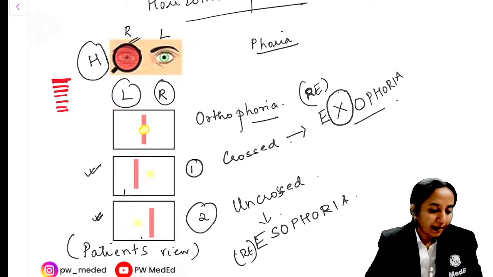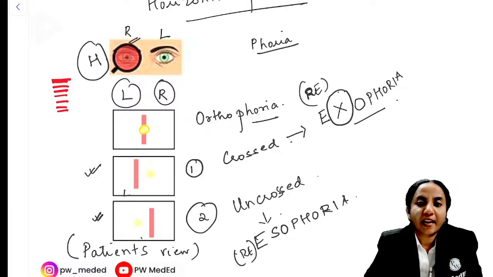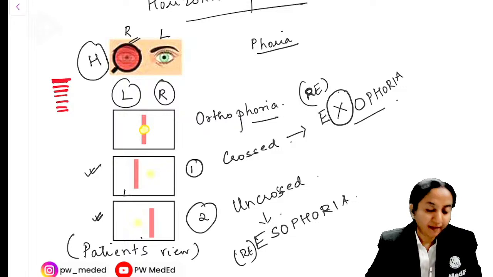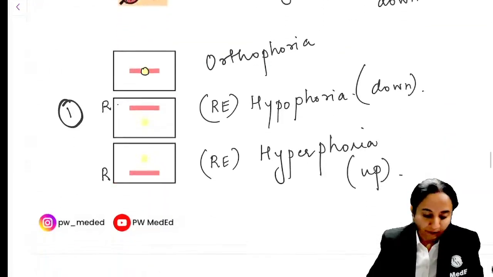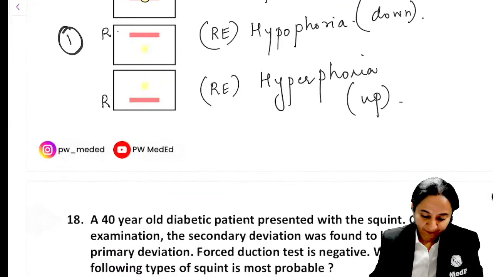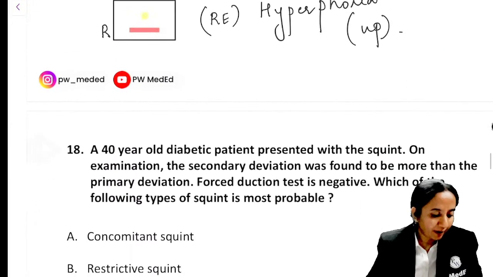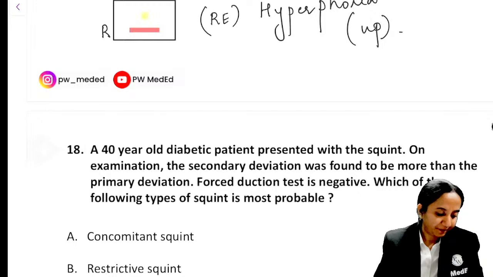Okay. So tell me, is this clear to everyone? Have you understood how to interpret the Maddox rod test for horizontal and vertical phorias? Shall we go to the next question?